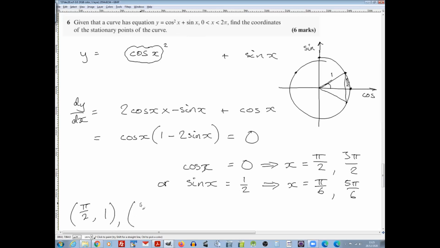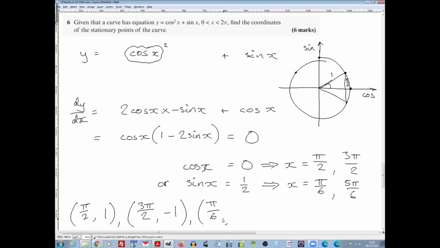Next one, 3 pi over 2. 270 degrees. Down at 6 o'clock. Cos is 0 again. So cos squared is 0 again. And sine this time is -1, isn't it? Because we're down at 6 o'clock. Yeah. Good.